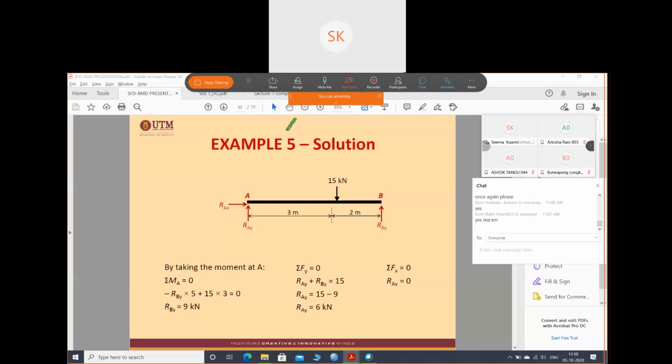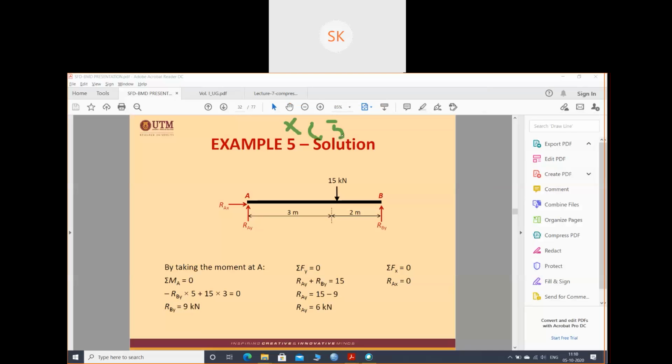Okay. So next I have the condition of x less than 5 and more than 3. So next condition I have x is less than 5 and more than 3. So I'll have a section here. I'll draw the section.